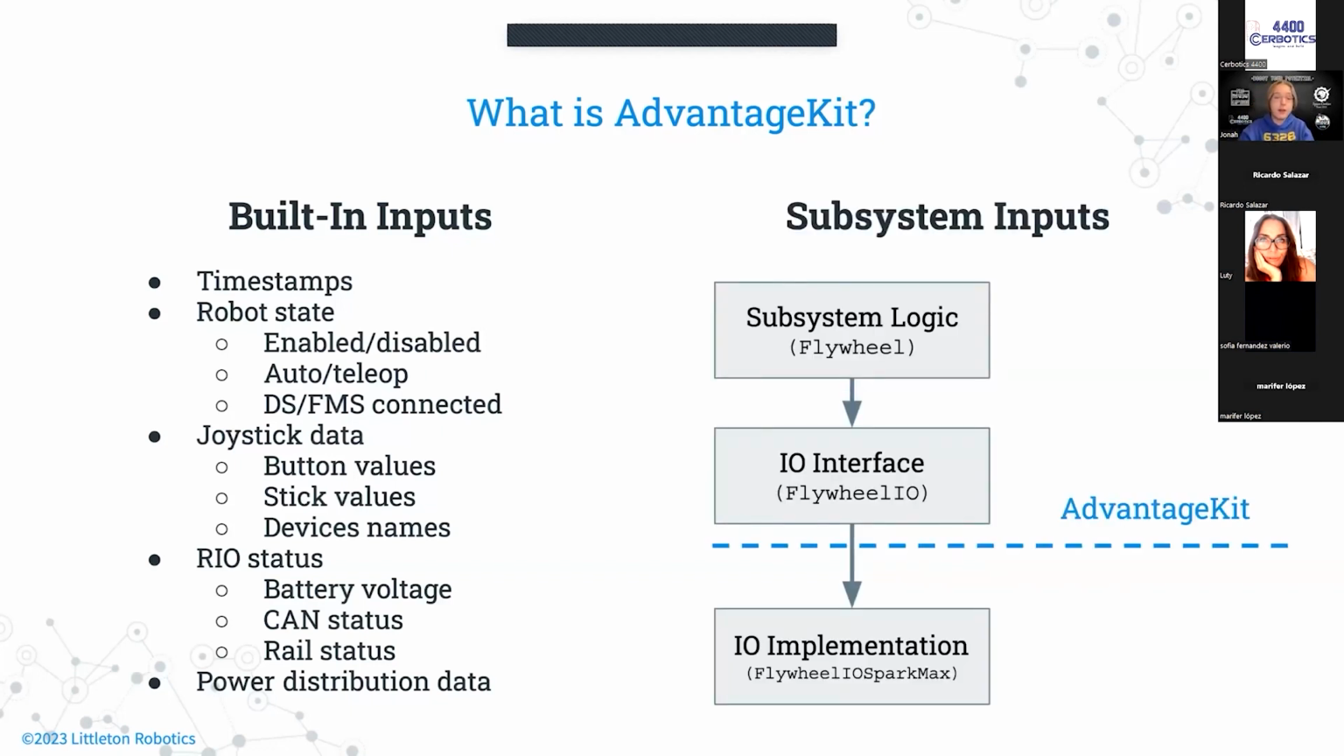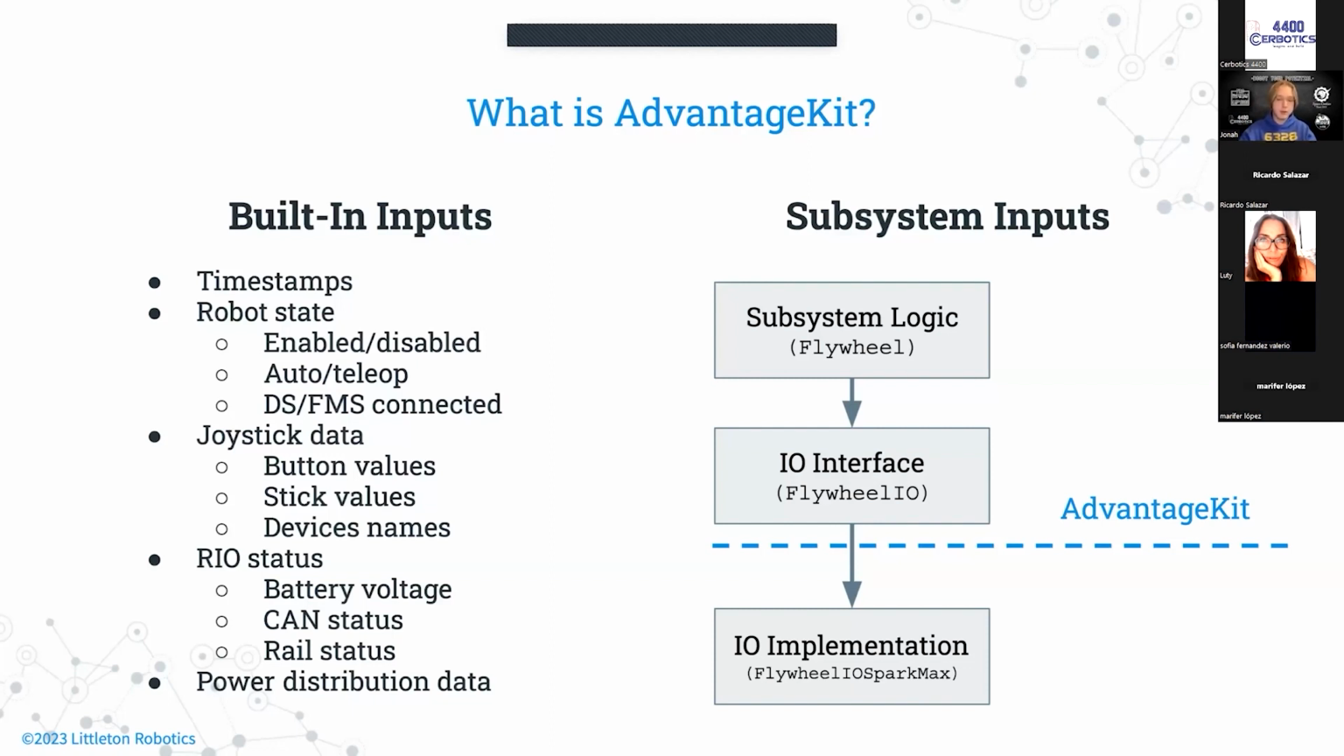Now, the other side of this are any inputs that are part of subsystems, so things like encoders, gyros, limit switches, things like that. And this is the biggest difference that AdvantageKit introduces to the robot code. We have to ensure that the subsystem logic is separated from the hardware interface, which we call the I/O layer. So in this example, we have a flywheel subsystem, which can run PID controllers, check when the flywheel reaches the set point, or calculate the correct speed for the current distance.